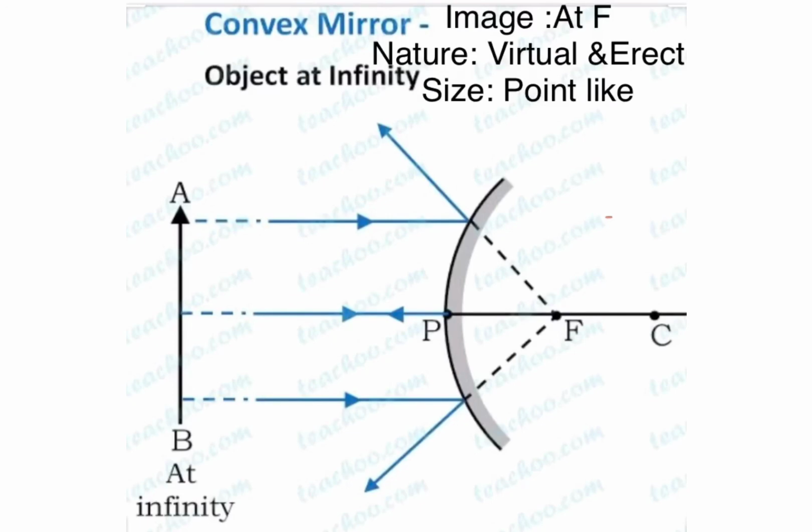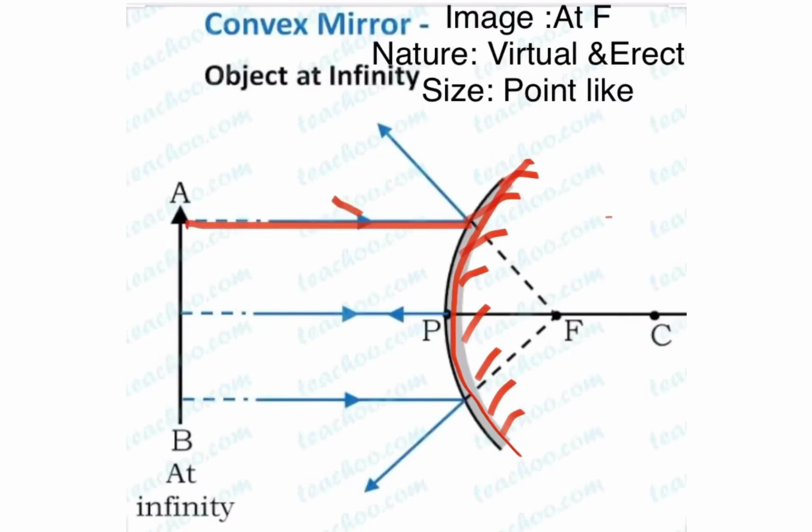So now let us try to do the diagram. First of all, the object is placed at infinity, the image is obtained at F. The nature is virtual and erect and the size is point-like, or you can say highly diminished, meaning very small than the object. So first of all, draw a convex mirror. Now you can see that this is the convex mirror and this is the polished surface of the convex mirror.